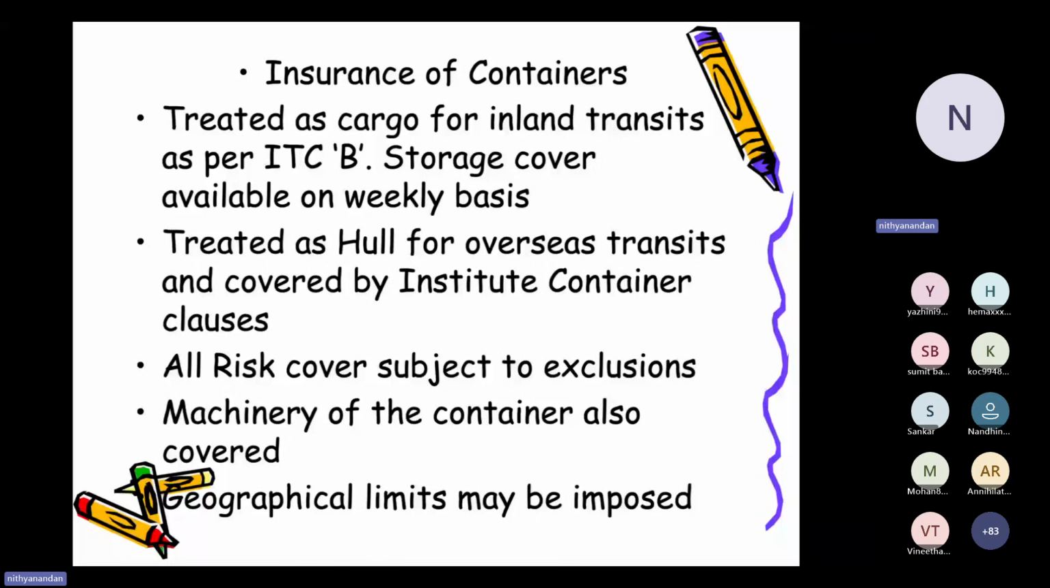All risks covered, subject to exclusions. Machinery of the container is also covered. You might have seen nowadays refrigerated containers, used to carry vegetables or any food items, fish, meat. So the machinery means the refrigeration machinery. Any machinery attached to the containers can also be covered along with the containers. Geographical limits may be imposed. The geographical limits within which the container should be used can also be imposed by the insurance company.